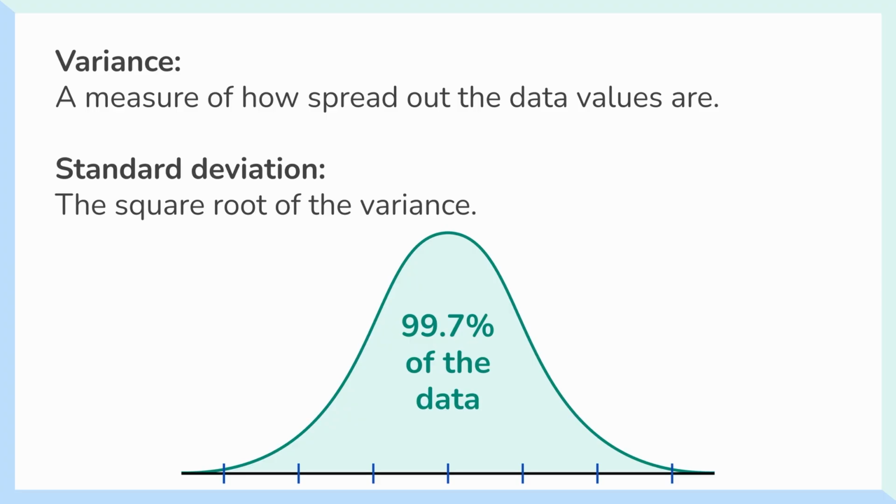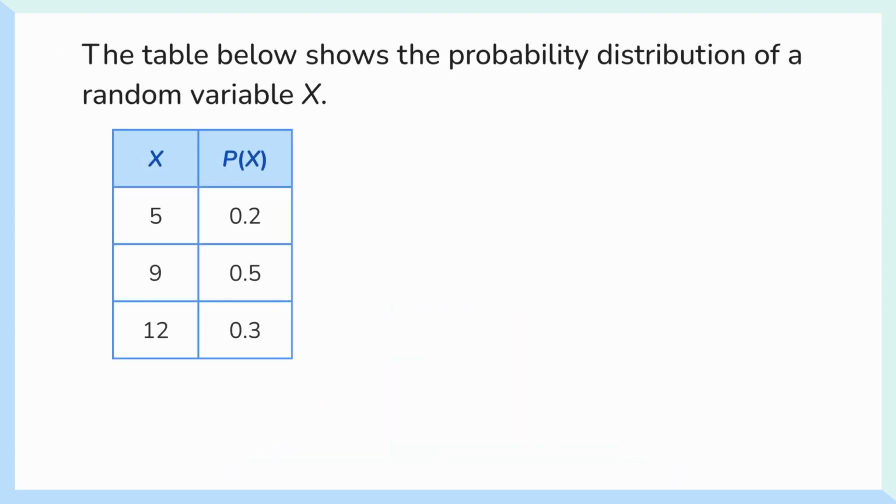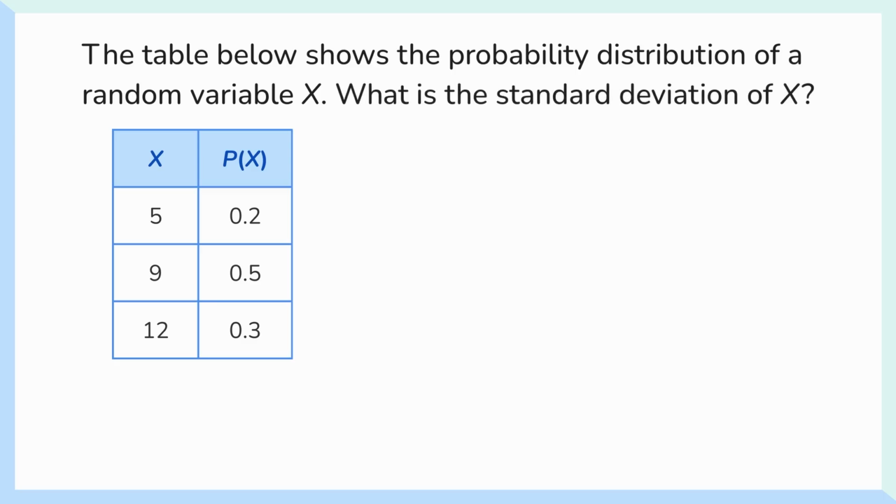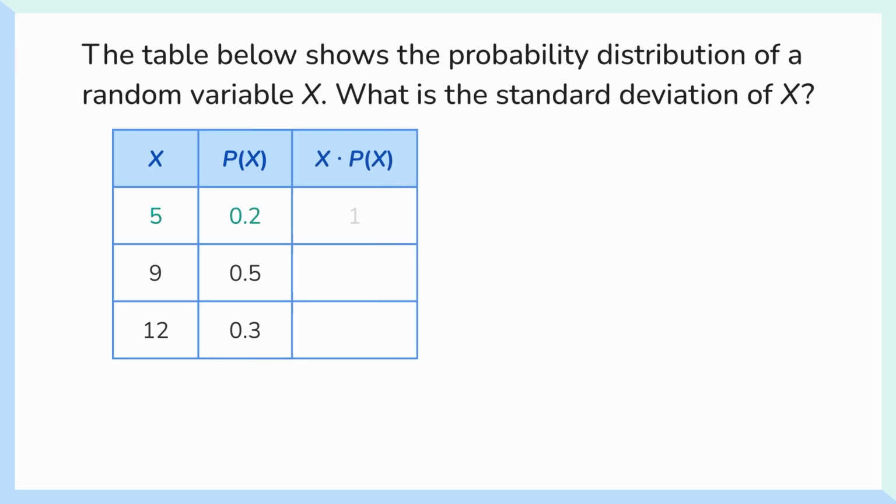Nice! Let's try calculating the standard deviation of some different datasets. The table below shows the probability distribution of a random variable x. What is the standard deviation of x? First, let's find the expected value of this dataset. We will start by multiplying each data value by its probability. 5 times 0.2 is 1, 9 times 0.5 is 4.5, and 12 times 0.3 is 3.6. The sum of these values is the expected value, 9.1.